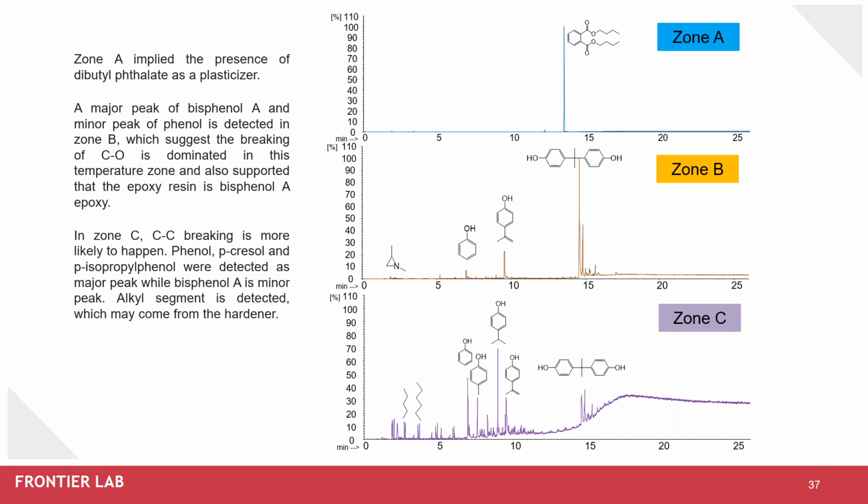And then zone C was the higher temperature, and I would call this the pyrolysis temperature zone. It was done from 420 to 550 C, where carbon-carbon (C-C) bond breaking is more likely to happen. Phenol, carbazole, and isopropylphenol were detected as major peaks, while bisphenol A was a minor peak. Also, alkane segments are detected, as I'll show in the next slide, which may come from the hardener portion of the sample.